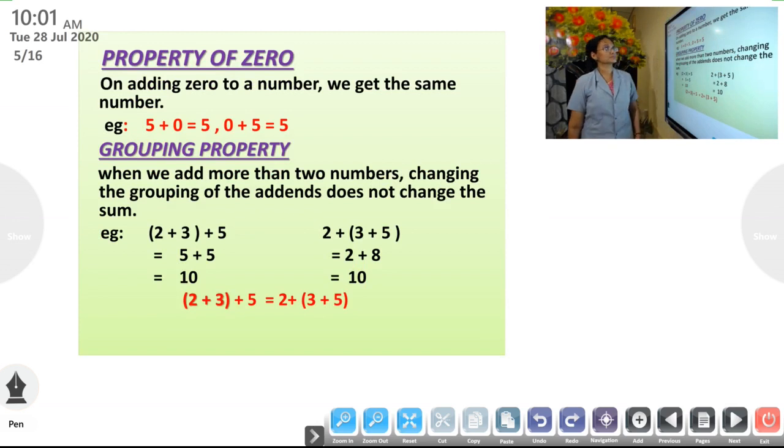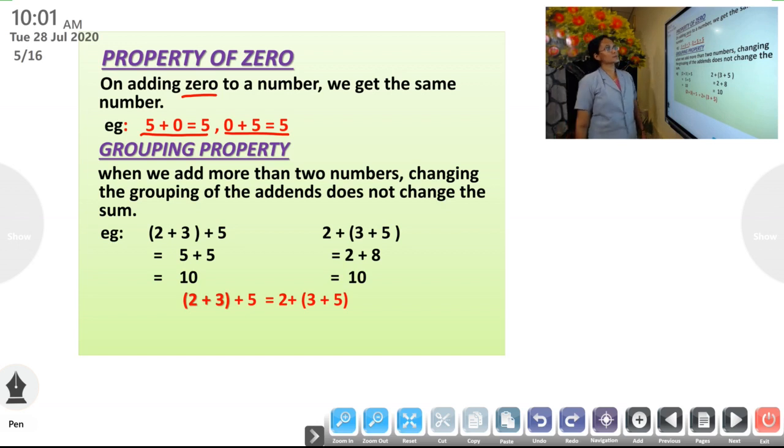Okay, then next one. Next property is property of 0. This also you already know. On adding 0 to a number, we get the same number. Example, 5 plus 0. What is 5 plus 0? 5. What is 0 plus 5? That is also 5. So on adding 0 to a number, we get the same number. This property is known as property of 0.